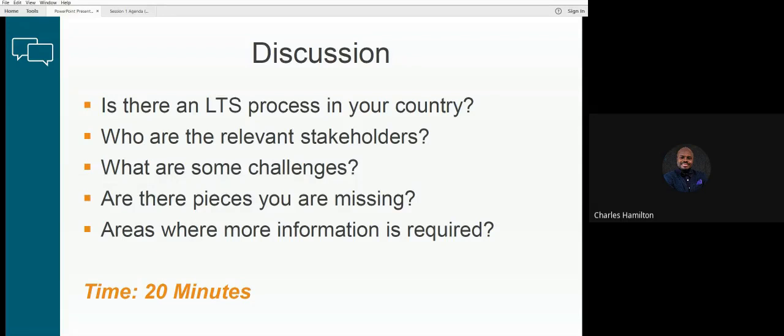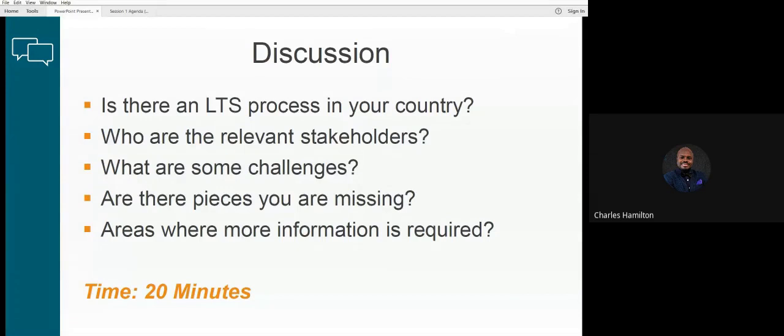Am I missing any other questions? Challenges. I think that figuring out the best way to coordinate these stakeholders to put the strategy together is important.